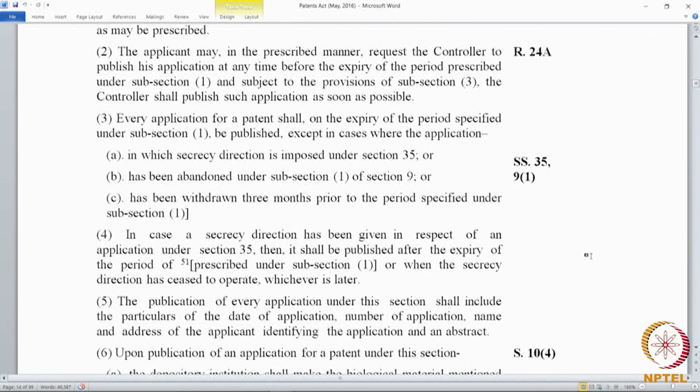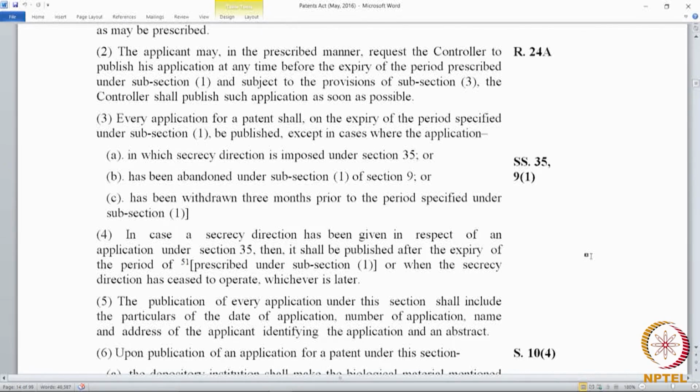The first instance is where a secrecy direction is passed under section 35, and the secrecy direction presumes that the application is looked into by the patent office, though not with the objective of scrutinizing it on merit. It is a preliminary analysis. The second instance is where the application is abandoned under section 9(1).